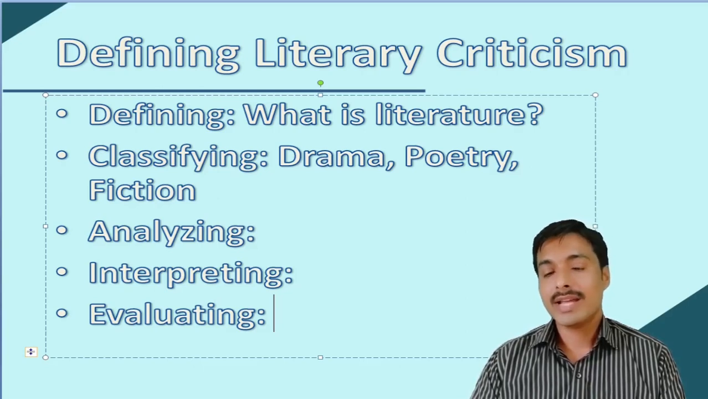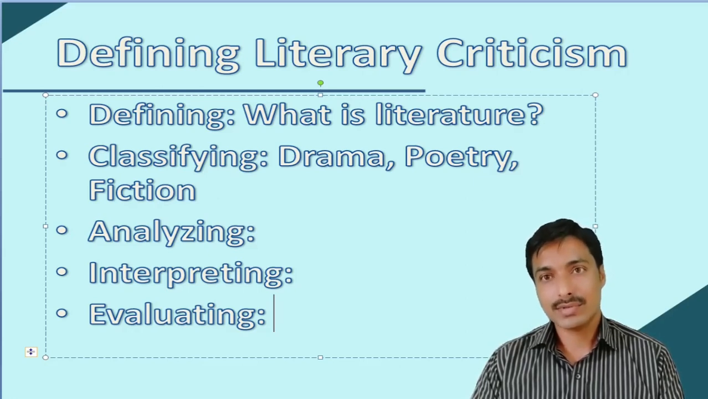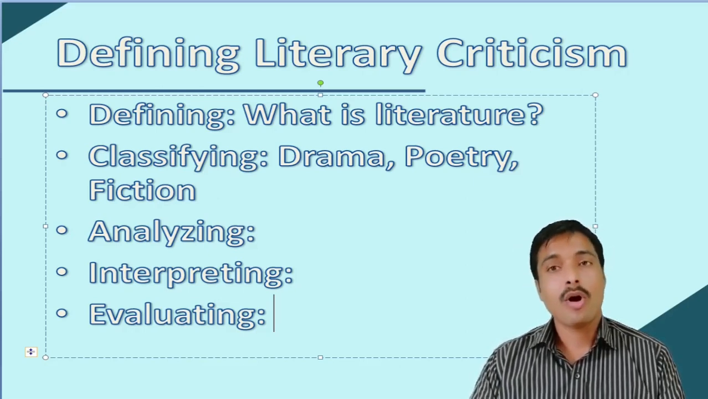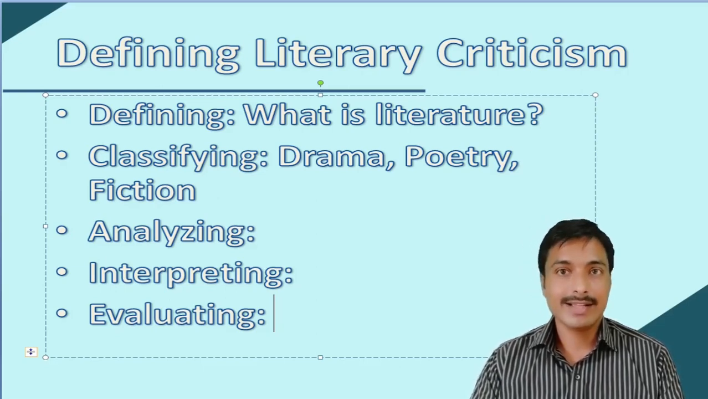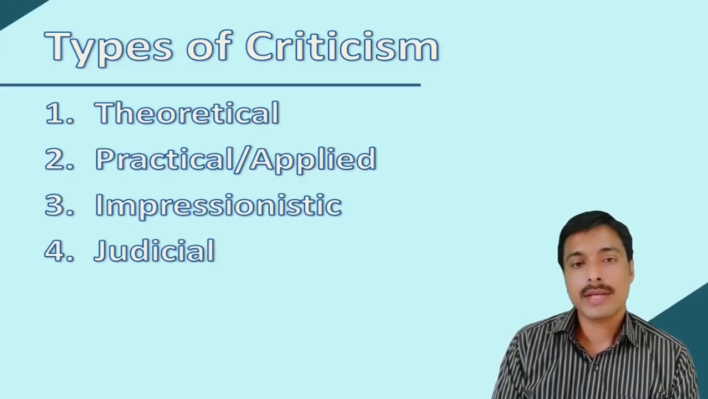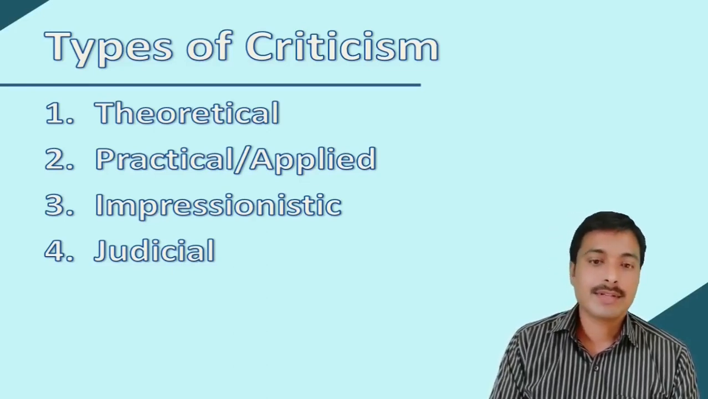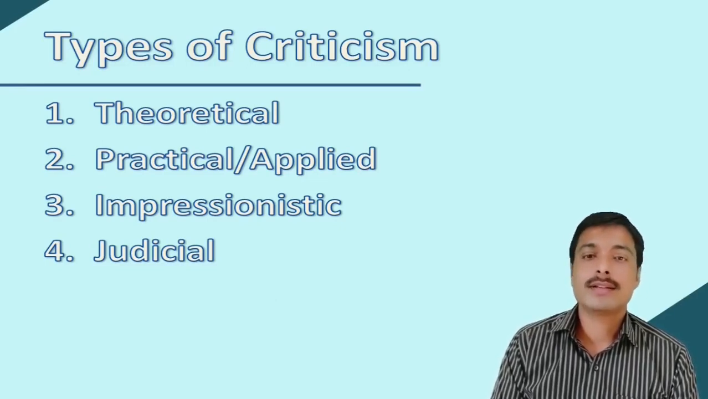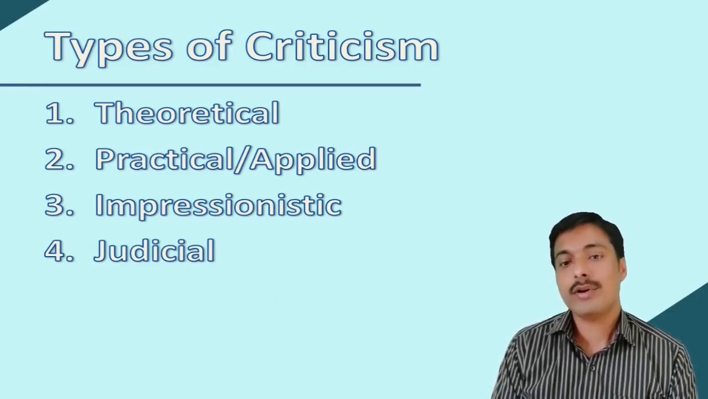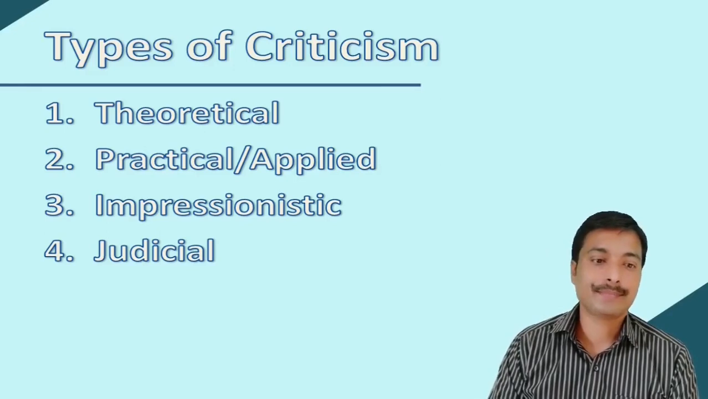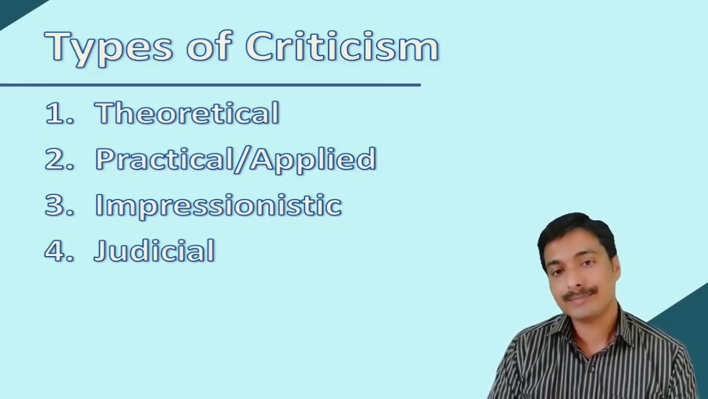So we may not have a pinpoint definition of literary criticism, but when we say it is discourse upon discourse or writing about writing, literary criticism is writing about literature. But not all writing about literature qualifies as literary criticism. There are different types of literary criticism. The major four types of criticism are listed here. One is theoretical criticism, another is practical or applied criticism, impressionistic criticism, and judicial criticism. So let us look at them one by one.